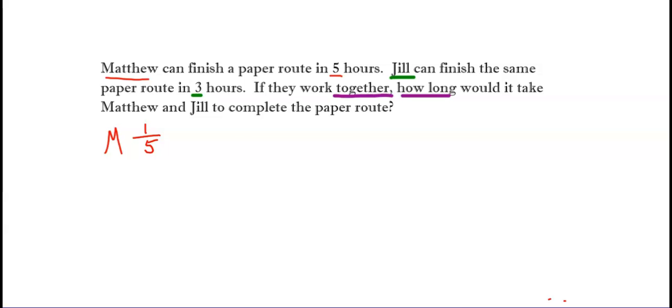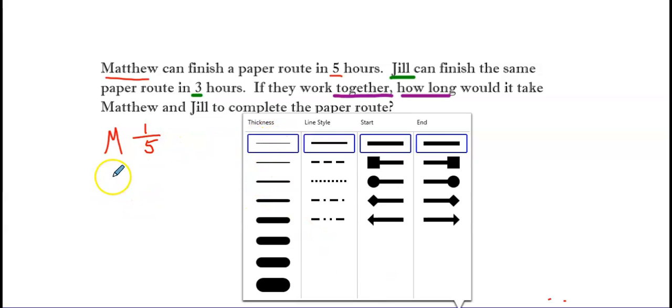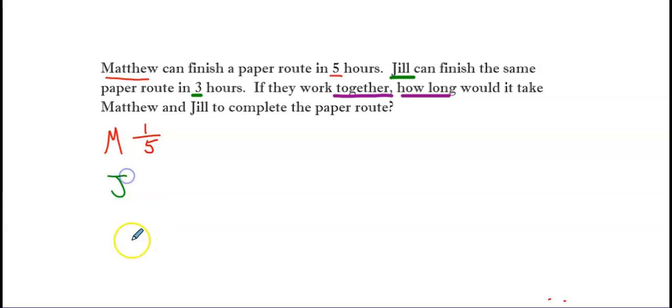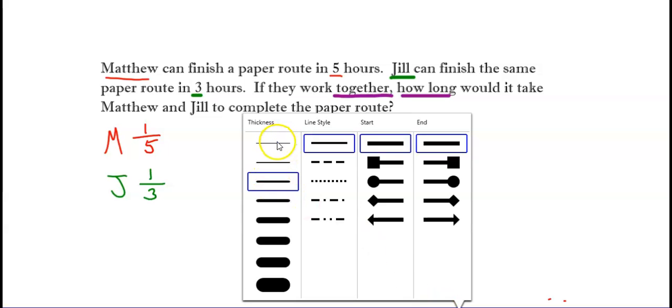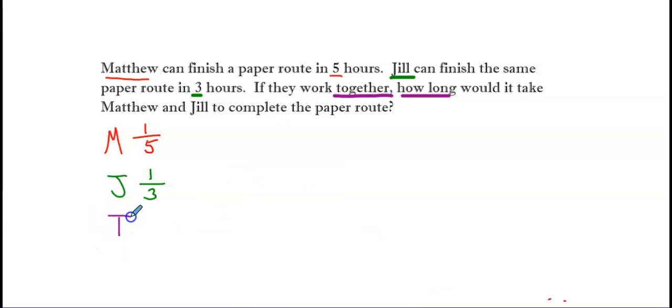Jill can finish the same job, and we'll call her J, in 3 hours. So the same job in 3 hours. If we put the hours on the bottom and the 1 on the top, because it's one complete job, that's basically how we look at this. And then they're asking together how long would it take them. So then the same job, and we'll put a T for together, the same one job would take them how long? So this is where our x goes.